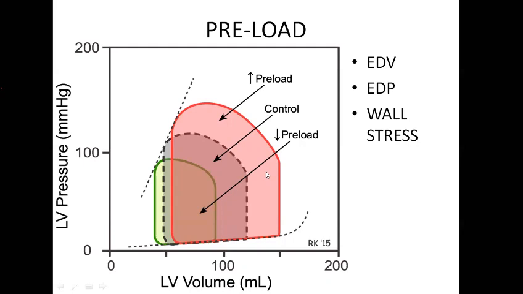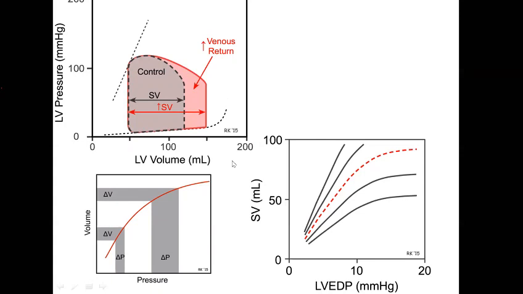The other thing that the preload does is it increases end diastolic pressures, and increases the wall stress also. So these two things have something to do with the afterload. Usually if the preload is increased, the afterload is also increased. So it is very important to note that all the three factors keep interacting with each other. The stroke volume is increased at the expense of increased end diastolic pressure, and this might produce congestion, especially if the heart is failing. And when the heart is failing, as the volume increases, the pressure increases quite drastically.